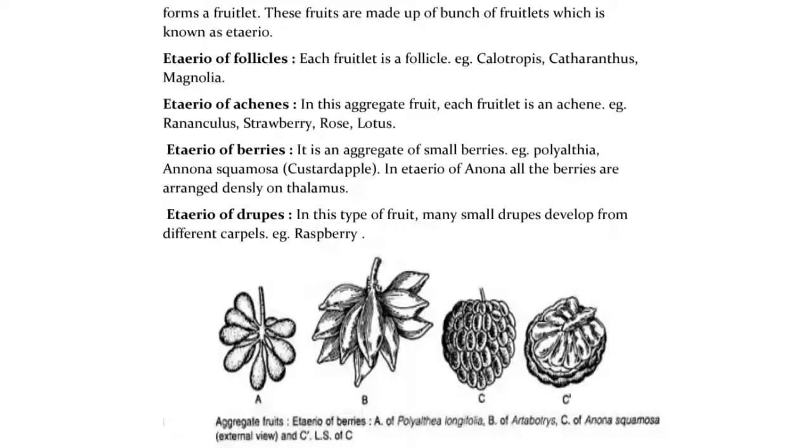Ranunculus, strawberry, rose, lotus. Etaerio of berries: it is an aggregate of small berries, e.g. Polyalthia, Annona squamosa, custard apple. In an etaerio of Annona, all the berries are arranged densely on the thalamus. Etaerio of drupes: in this type of fruit, many small drupes develop from different carpels, e.g. raspberry.